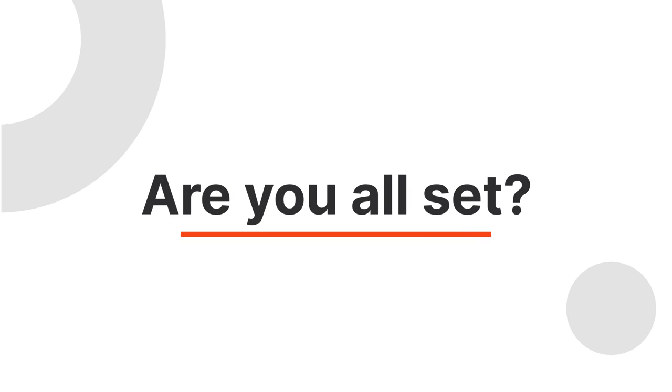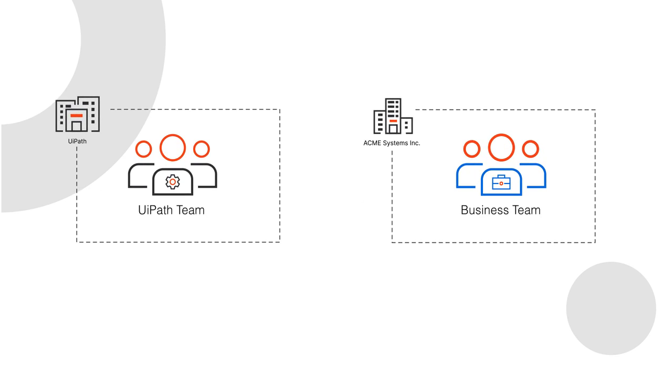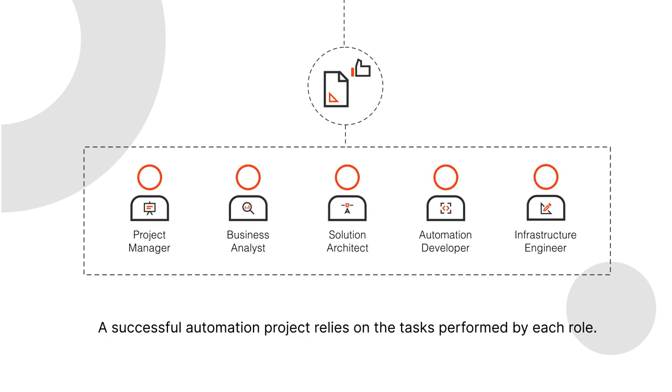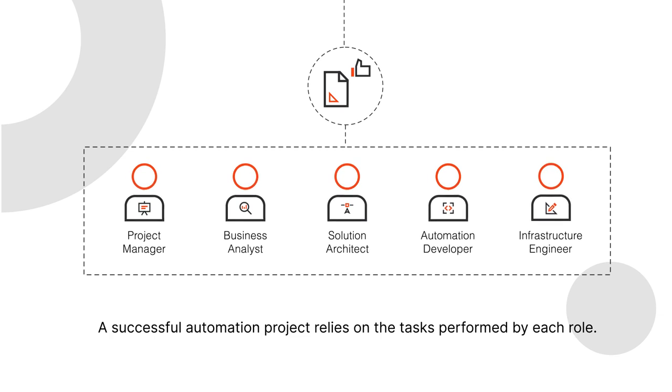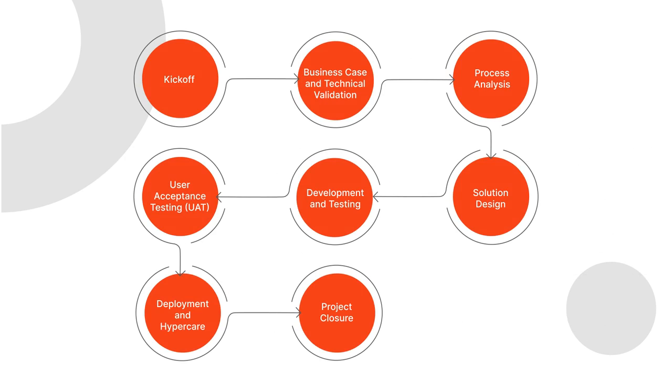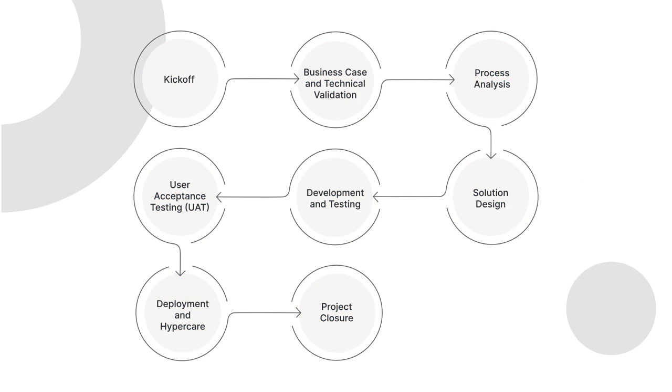All set? Let's begin. As part of the implementation team, members from both UiPath and the client team play key roles. An automation project's success is determined not by the roles themselves, but by the tasks performed by each role, since these tasks have an impact at every stage. Ready to find out more?